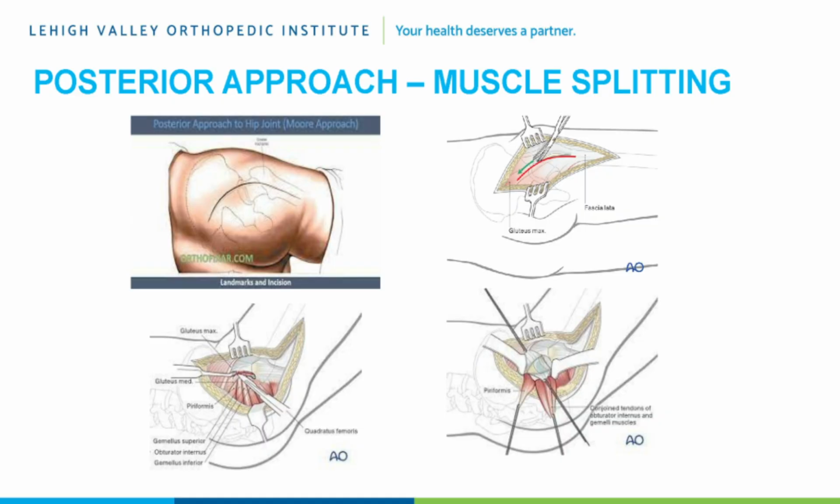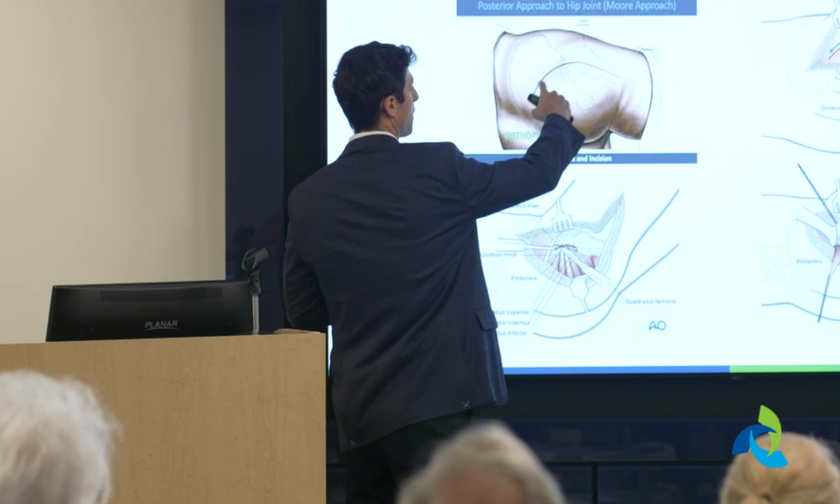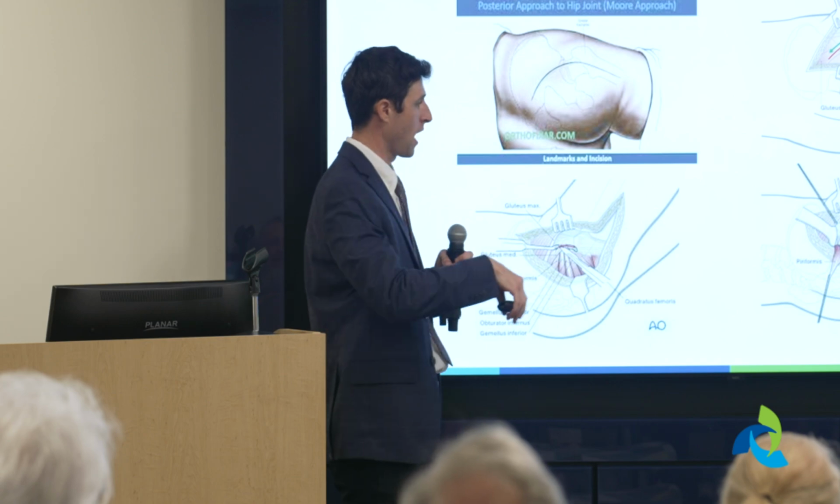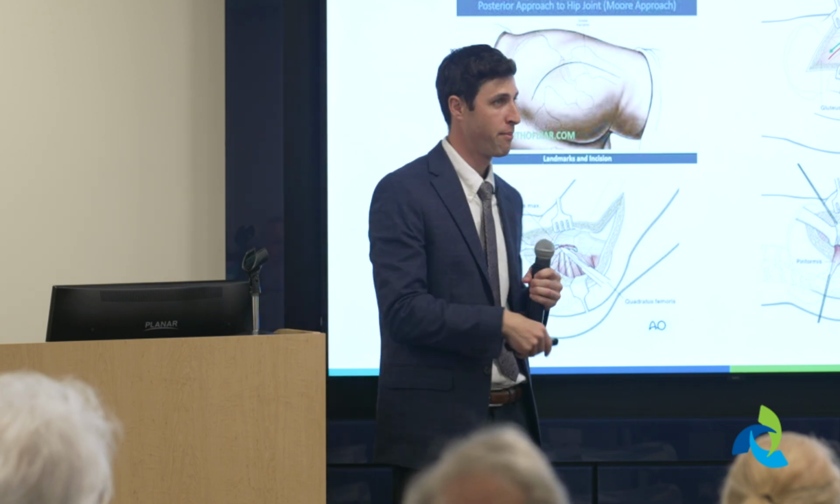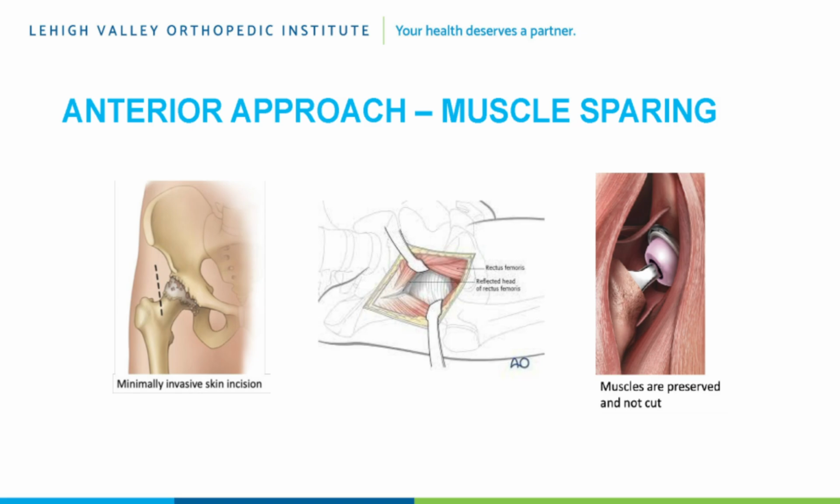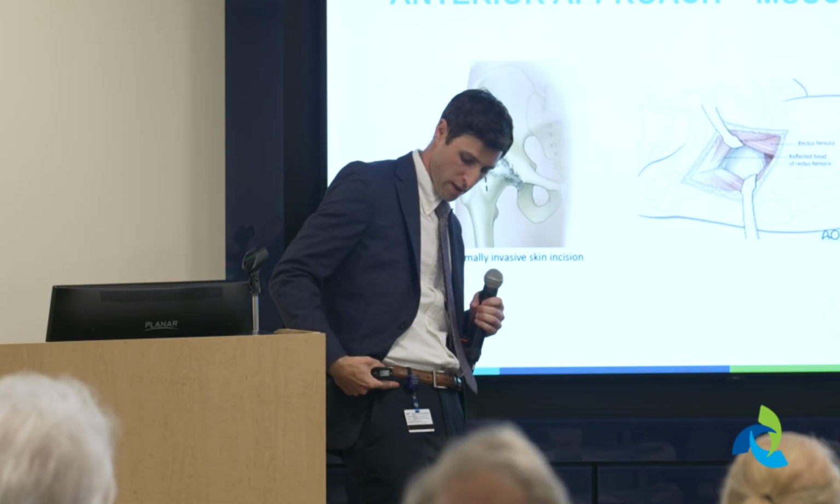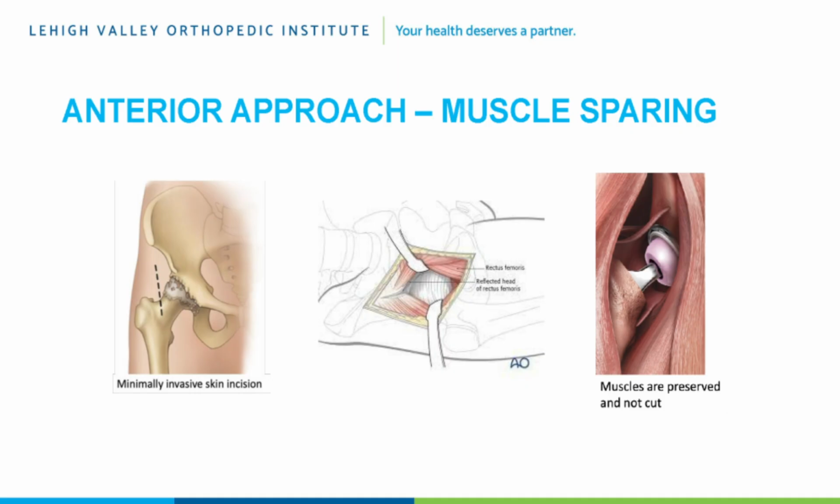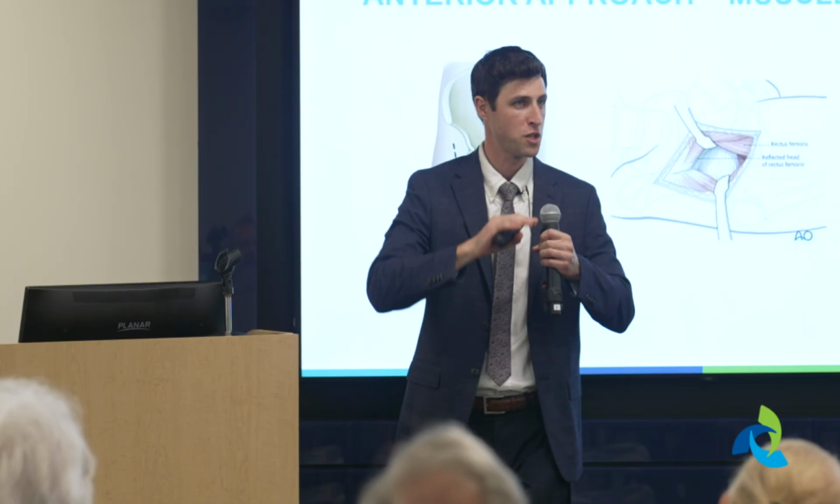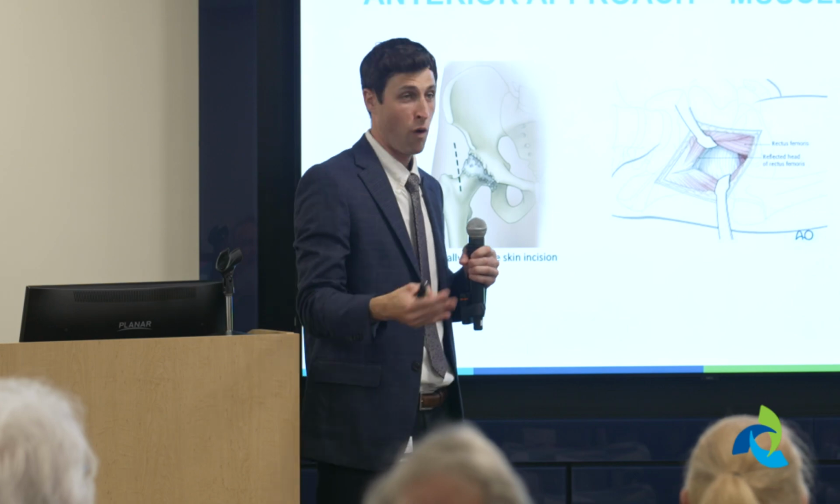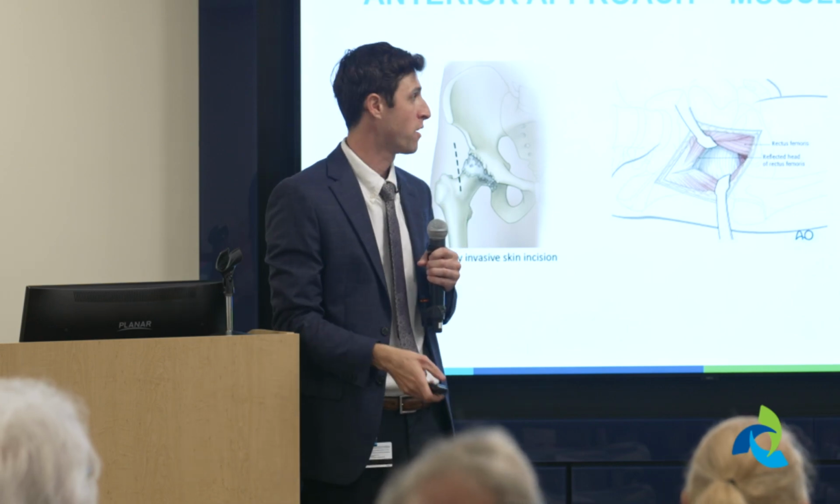So the posterior approach, like I talked about, is traditionally from the back along the buttock area, where we cut the butt muscles to get down to the hip. But the anterior-based approach is right on the front area, just around the side of your hip in the front. You can see here, this is the natural plane in your hip to get down there, and we just move those muscles aside and perform the hip replacement just like you do from every other approach.